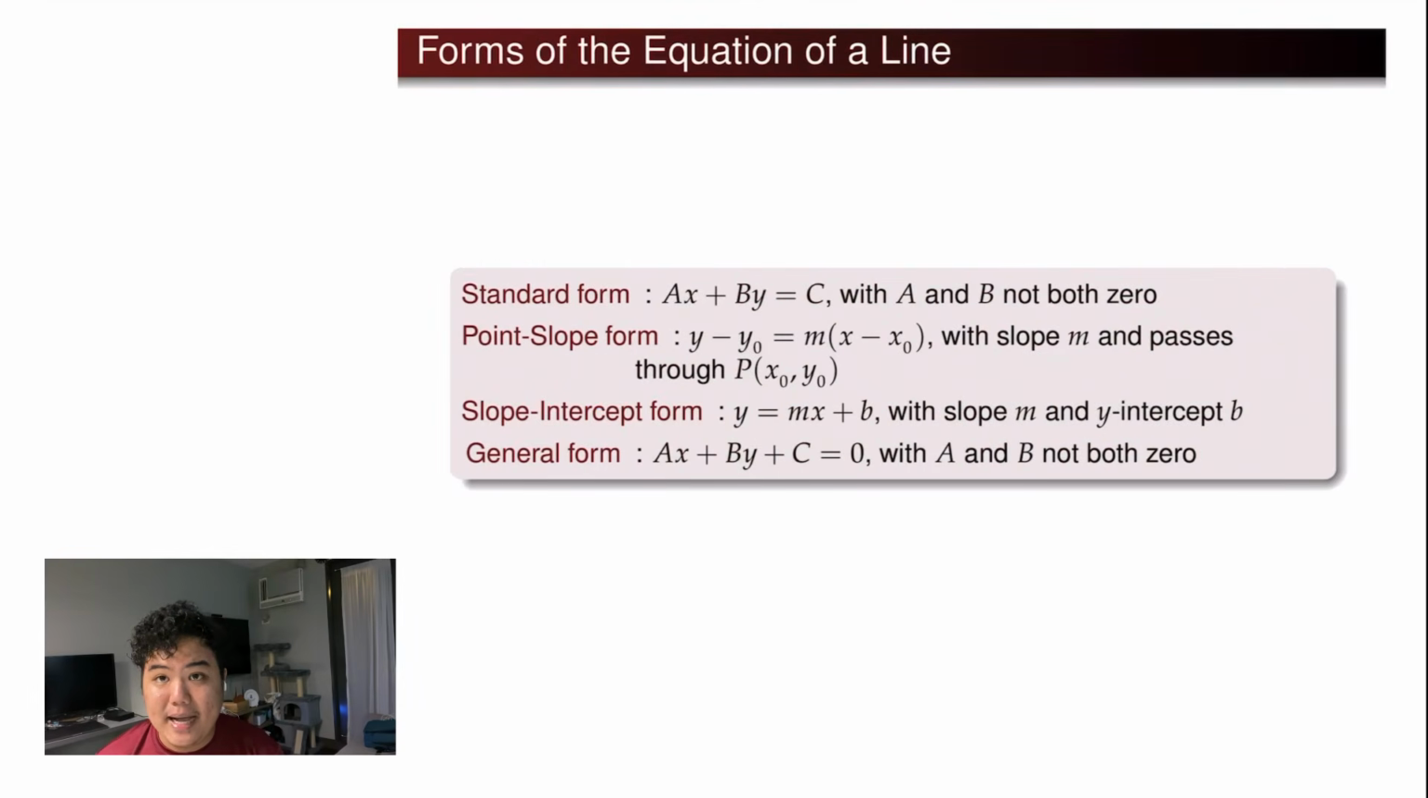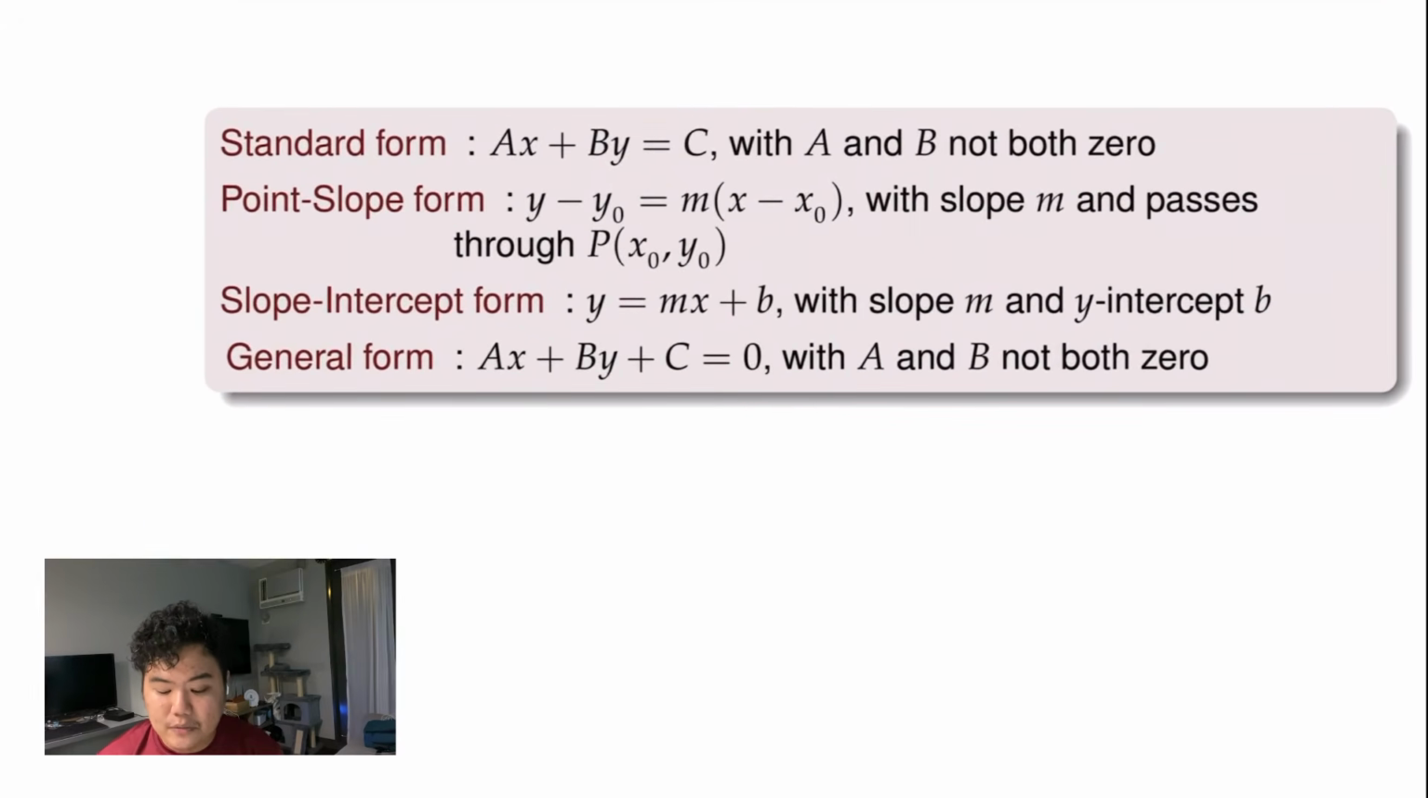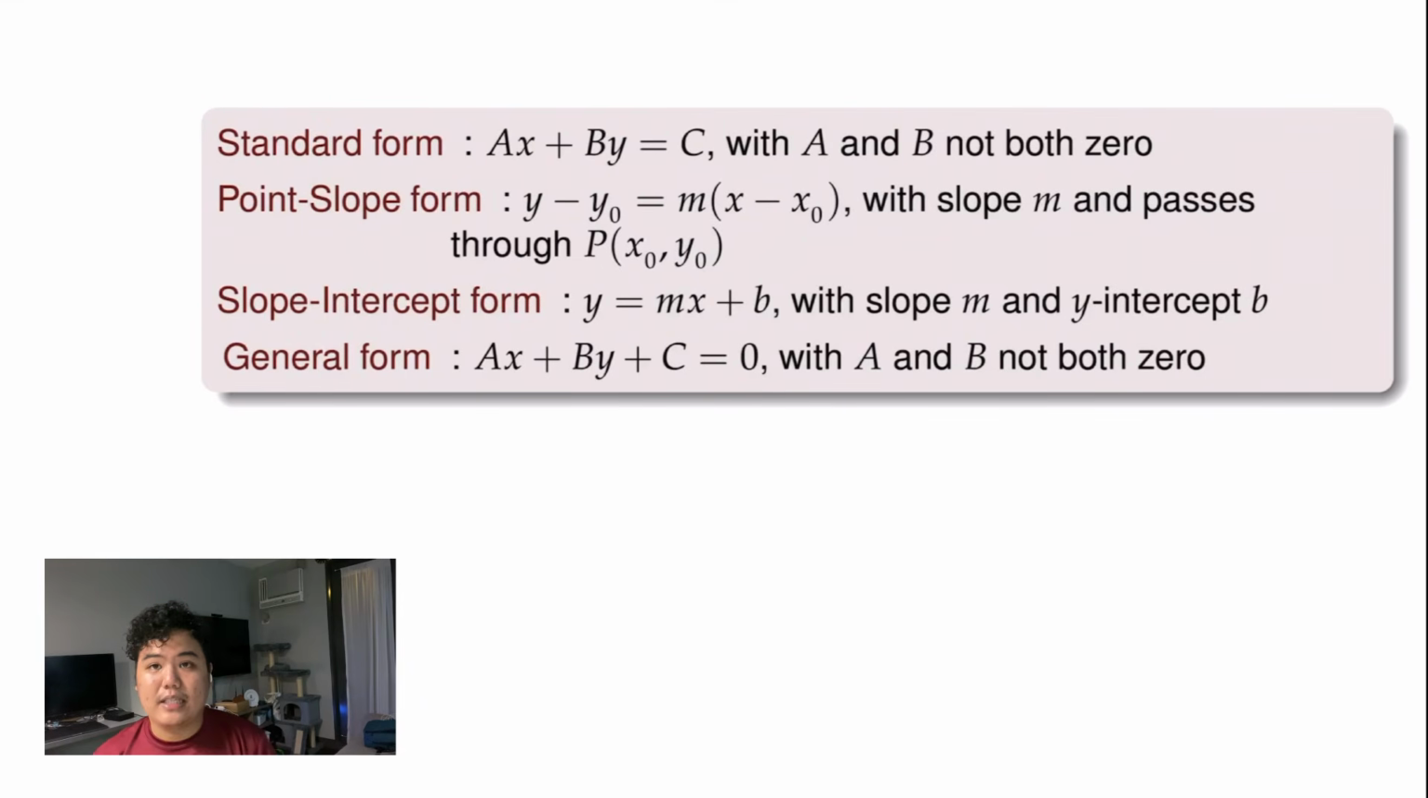At ito pa yung iba na forms ng equations ng isang line. So we have the standard form, wherein yung a and b not both 0. So yung constant nasa kabila. We have the point slope form, kakadiscuss lang natin, the slope intercept form, and the general form. Sa general form, naka-0 yung isang side.